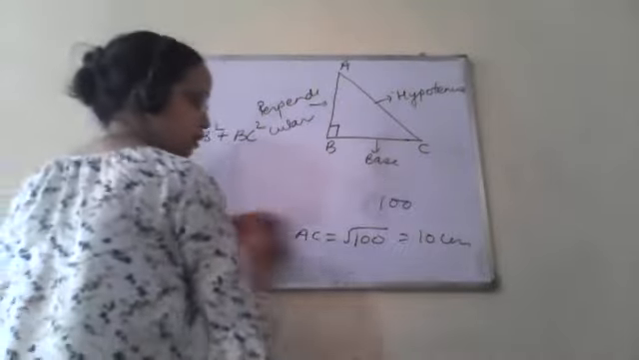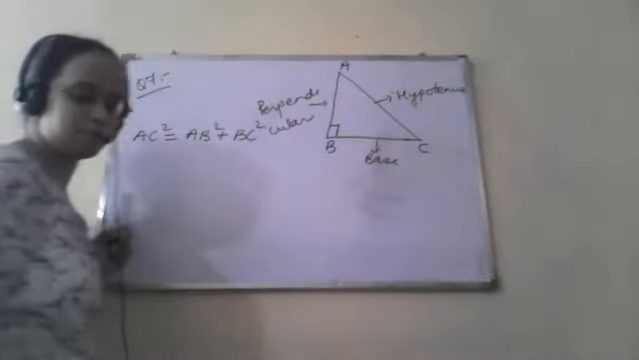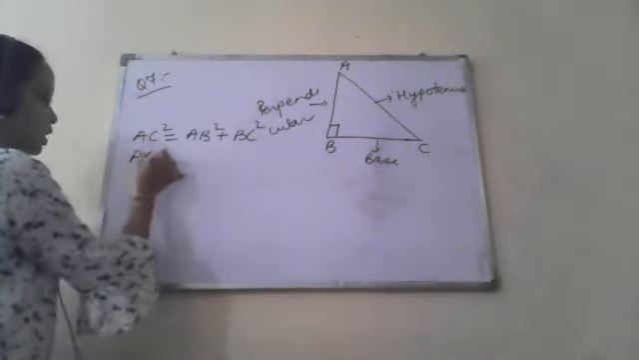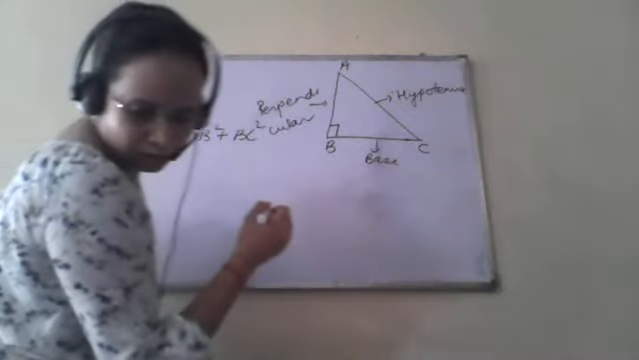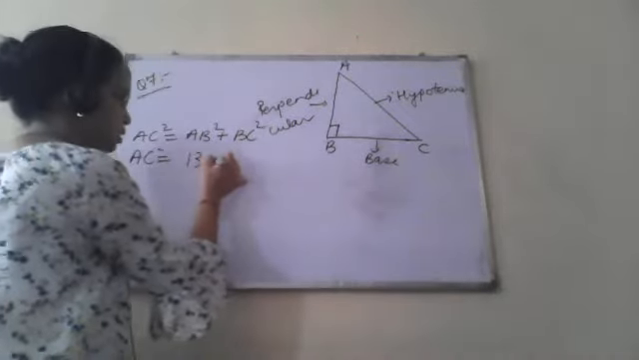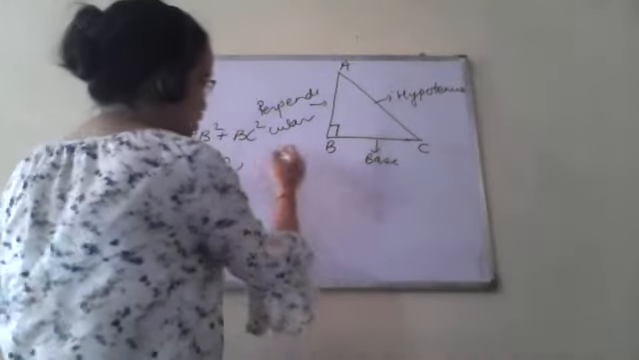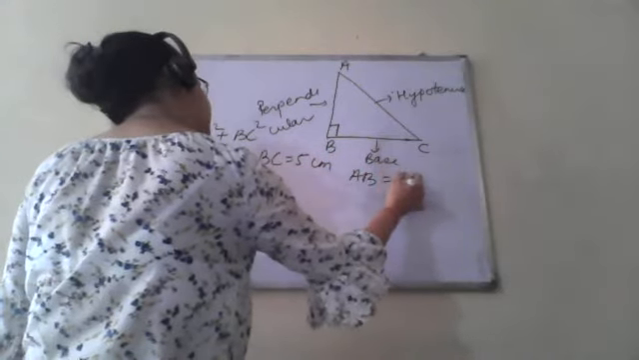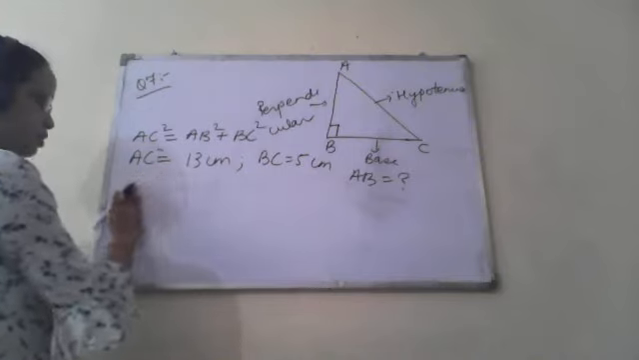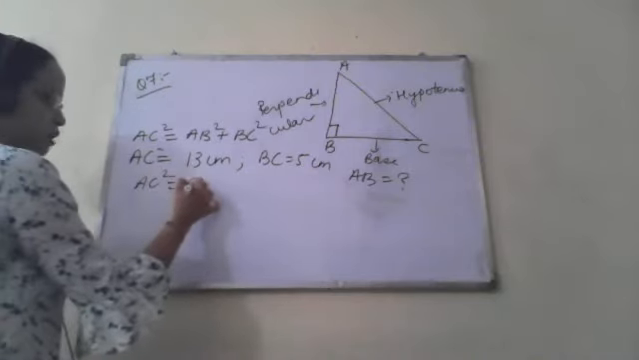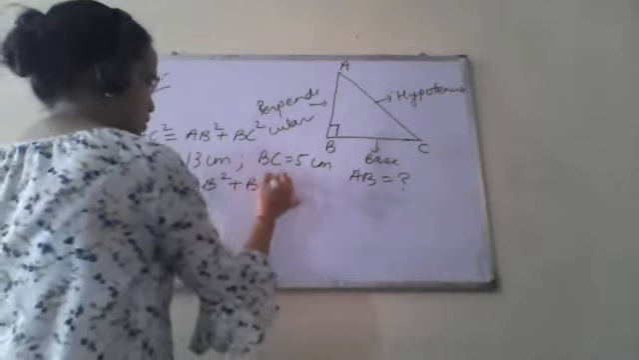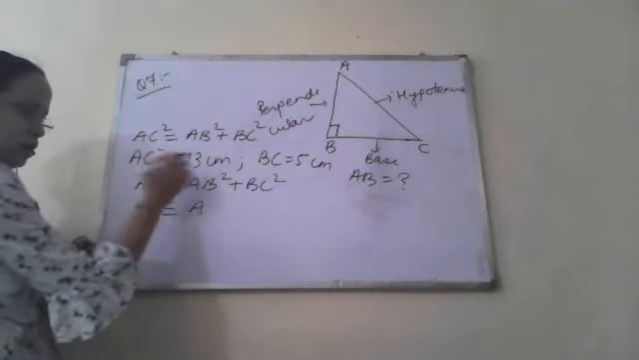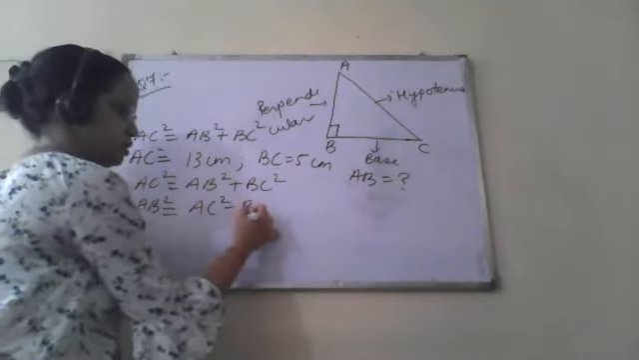Now I hope it is clear because I have explained already in previous videos. Next part is, we have been given AC is 13 centimeter, we have BC 5 centimeter and we have to find AB. So AC square equals AB square plus BC square. From here AB square will be equal to AC square minus BC square.